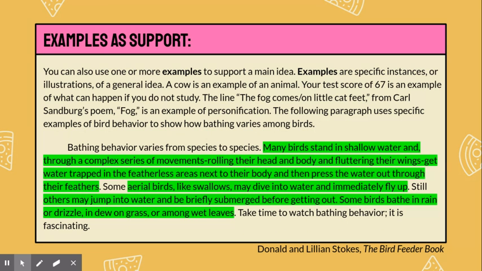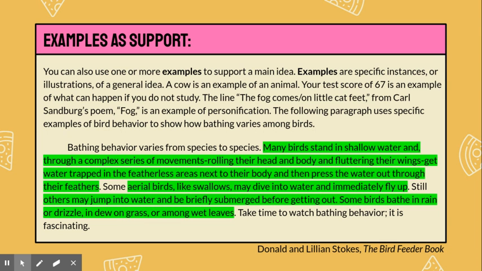And then you can use examples as support. You can also use one or more examples to support a main idea. Examples are specific instances or illustrations of a general idea. A cow is an example of an animal. Your test score of 67 is an example of what can happen if you do not study. The line, "The fog comes on little cat feet" from Carl Sandburg's poem Fog is an example of personification.